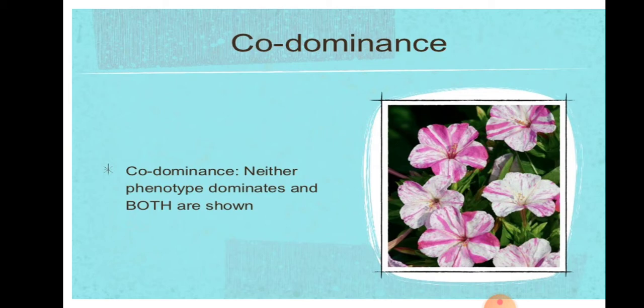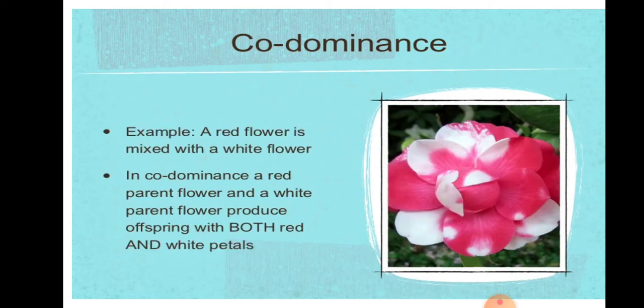For example, if a cattle with a black coat is crossed with a cattle with a white coat, the F1 hybrid possesses neither black nor white coat color, but has roan color, where the black and white patches appear separately. Thus, the alleles which are able to express themselves independently when present together are called codominant alleles. In codominance, neither phenotype dominates and both are shown.